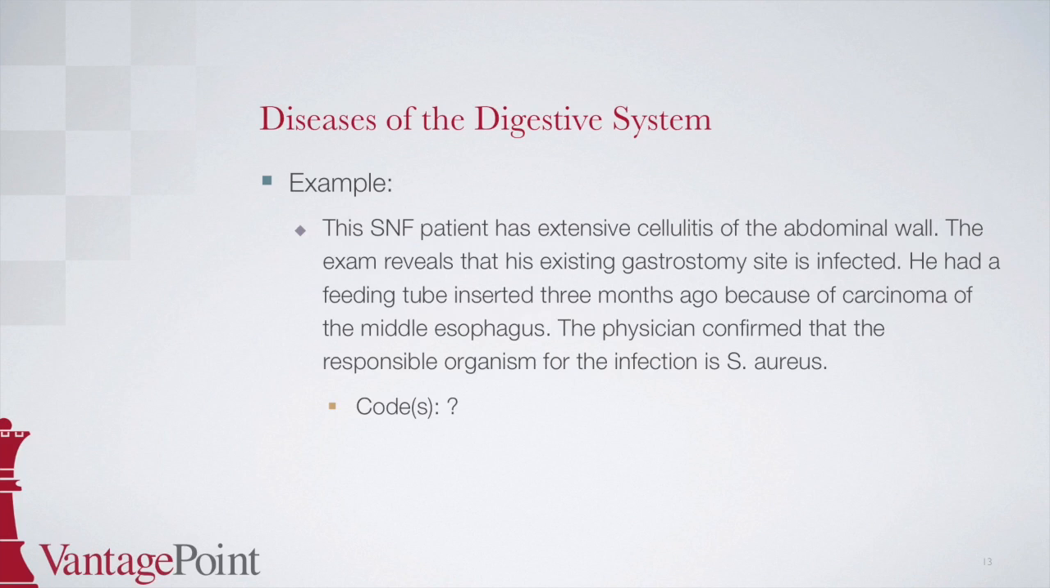For our last example, we have a SNF patient with extensive cellulitis of the abdominal wall. The exam reveals that his existing gastrostomy site is infected. He had a feeding tube inserted 3 months ago because of carcinoma of the middle esophagus. The physician confirmed that the responsible organism for the infection is Staphylococcus aureus. How would you code this? Please pause the webinar to complete this example, then hit play to continue and learn the answer.